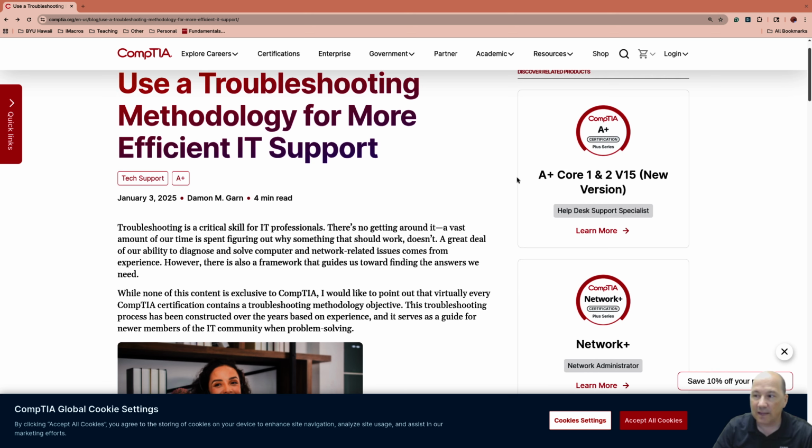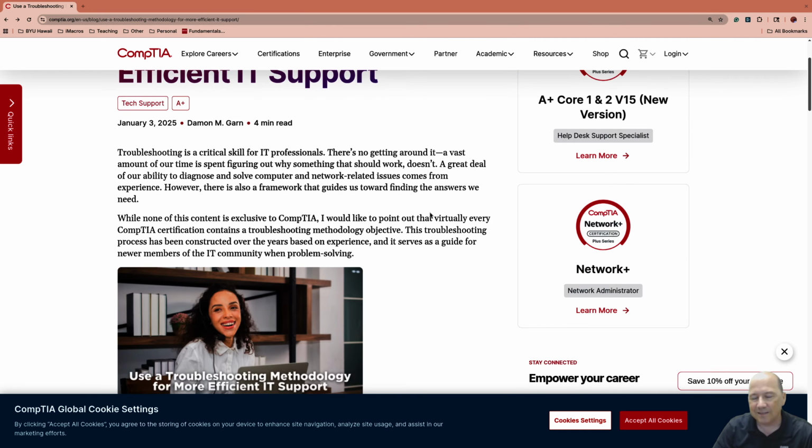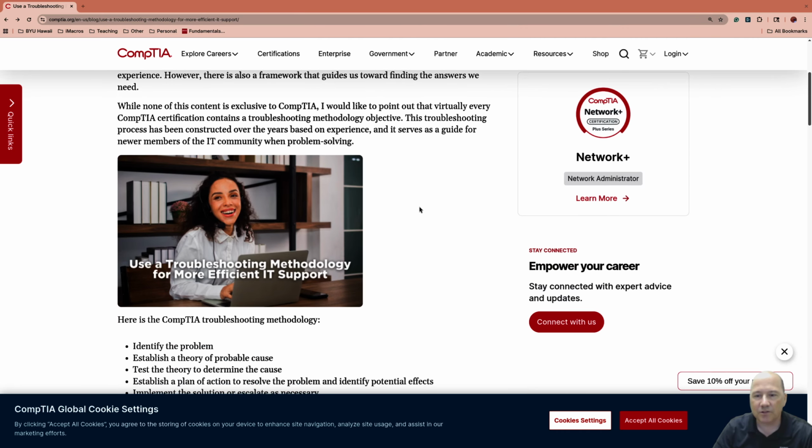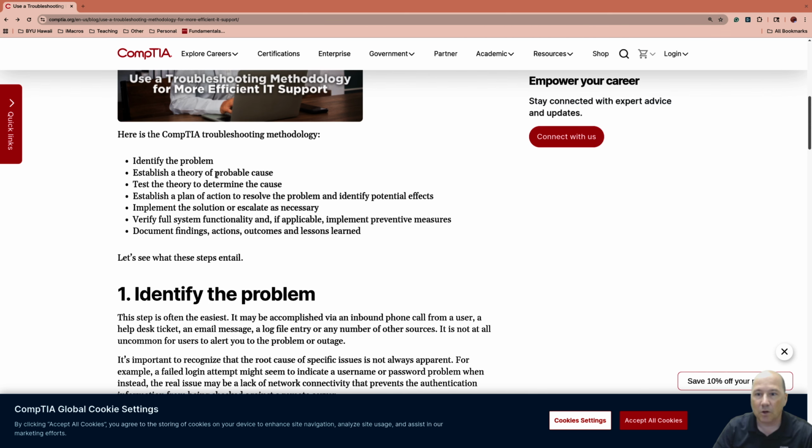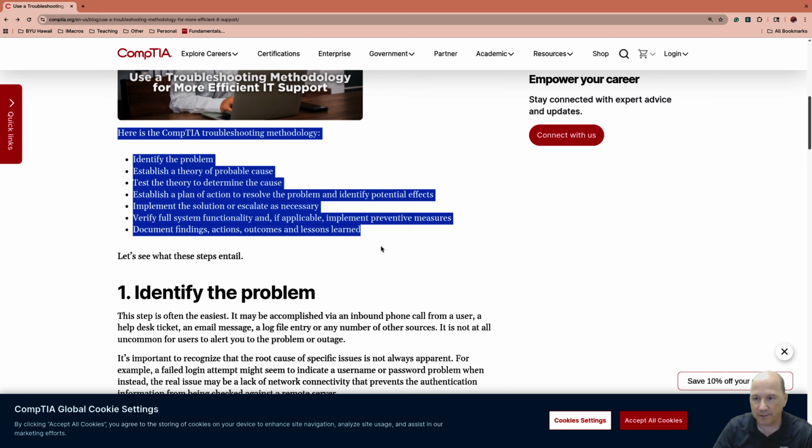This is something that's related to A+ and Network+, but it's something that's good to know. So of course, the first thing we want to do is try and identify the problem. Here's CompTIA's troubleshooting methodology: identify the problem, establish a theory, test the theory, establish a plan of action, implement the solution, verify full system functionality, and document findings.